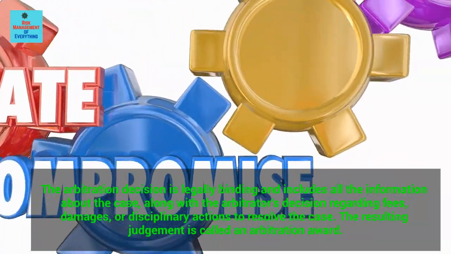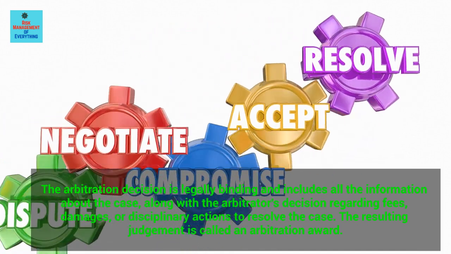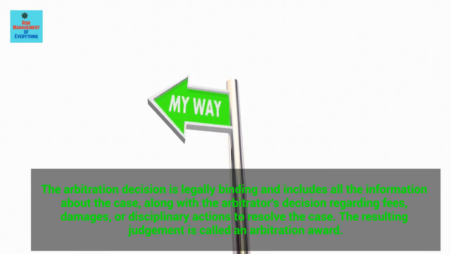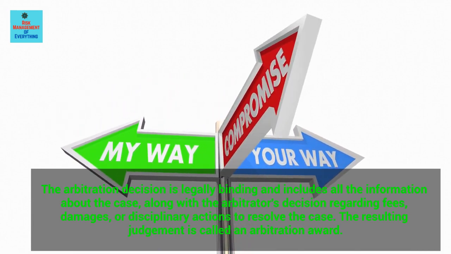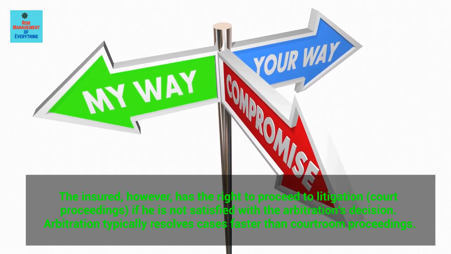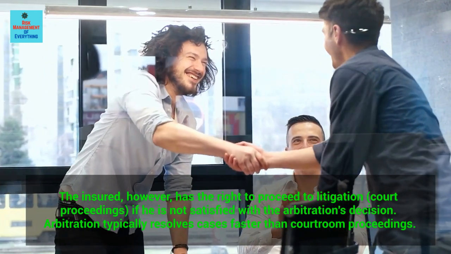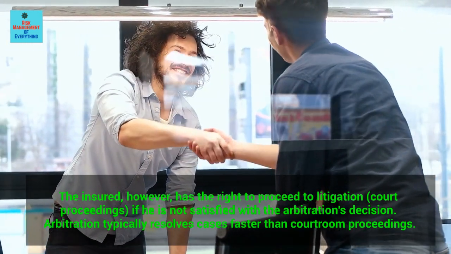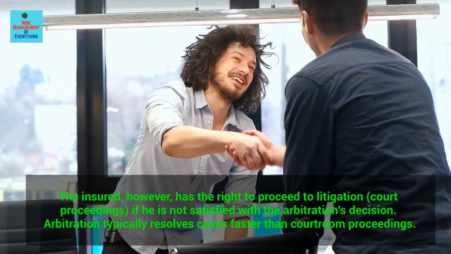The arbitration decision is legally binding and includes all the information about the case, along with the arbitrator's decision regarding fees, damages, or disciplinary actions to resolve the case. The resulting judgment is called an arbitration award. The insured, however, has the right to proceed to litigation, court proceedings, if he is not satisfied with the arbitration's decision. Arbitration typically resolves cases faster than courtroom proceedings.